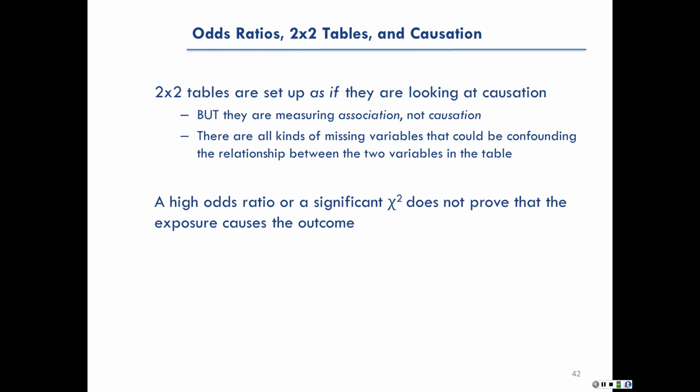So, an important caution here. 2x2 tables are set up as if they're looking at causation, right? It looks like one variable, the exposure, causes the outcome. But really, this is not causation. They're just measuring an association between two categorical variables. There are all kinds of other missing variables that could be confounding the relationship between those two variables in the 2x2 contingency table. So remember, a high odds ratio or even a significant chi-square test doesn't prove that the exposure causes the outcome if the only thing we're looking at are those two variables. Just an important thing to keep in the back of your mind.